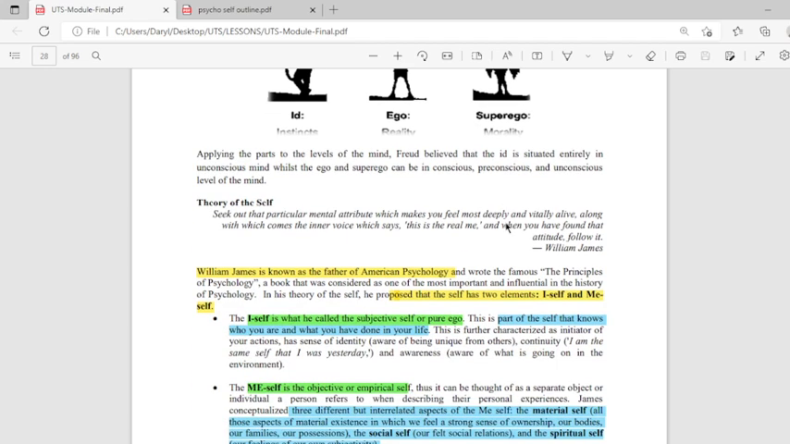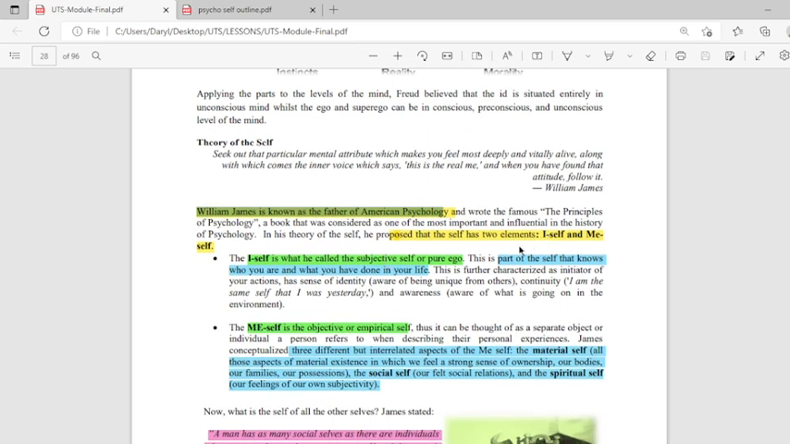Now let's go with the second concept, which is coming from the theory of the self, whose proponent is William James. So William James is known as the father of American psychology. Okay? Freud is known to be the father of modern psychology. William James, on the other hand, is known to be the father of American psychology. Okay? In his theory of the self, there are two things that we need to know: the I self and the me self.